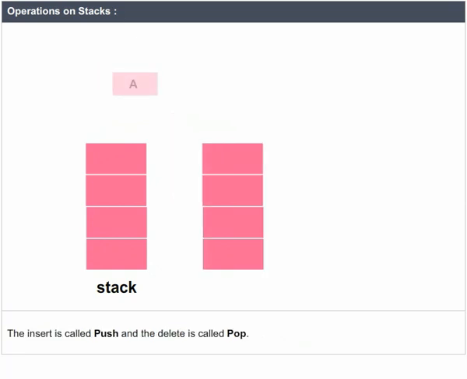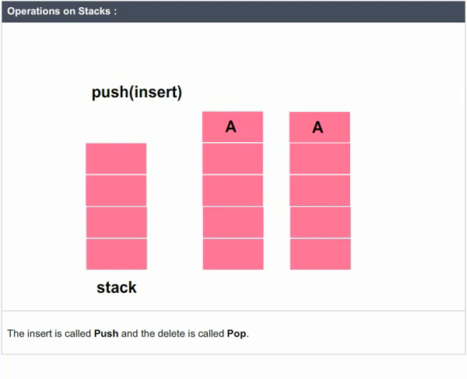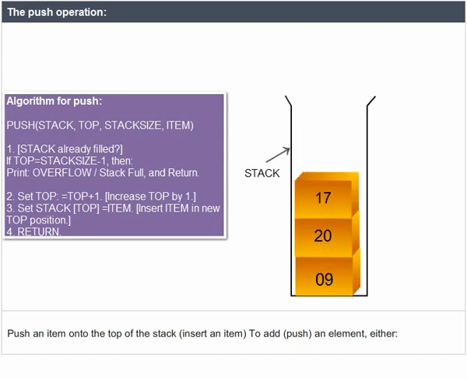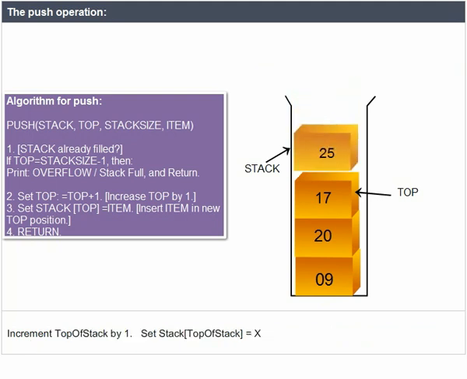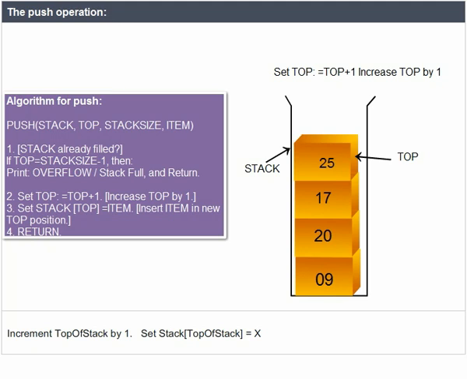The insert is called push and the delete is called pop. Push an item into the top of the stack. Insert an item. To add, push an element: either increment top and store the element in STK top, or store the element in STK count and increment count. Increment top of stack by 1. Set stack top of stack equals X.